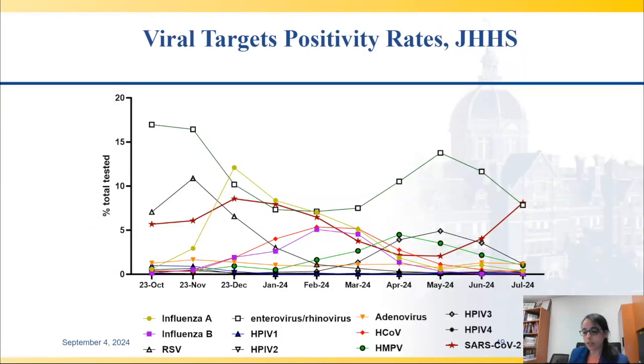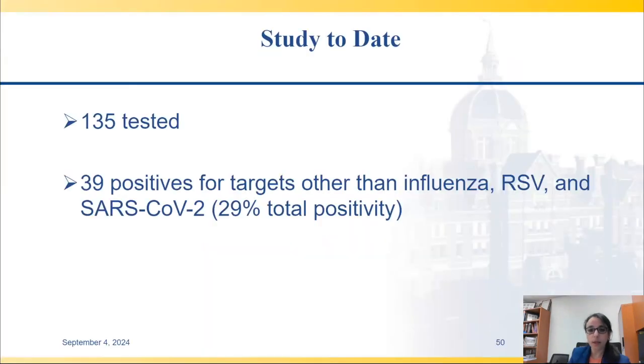Just showing again the positivity rate of the targets during the study time frame, which has been the majority of the specimens we collected were tested between December 2023 and, our testing is still ongoing, but the data I am showing is up to July 2024. And you can still see here that rhinovirus has been the highest positivity rate virus in our system, as I mentioned, during that past respiratory influenza kind of viral season.